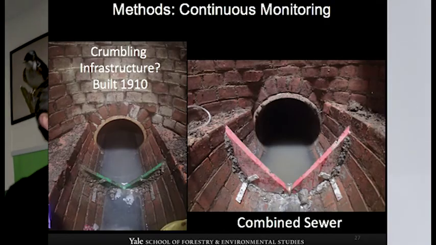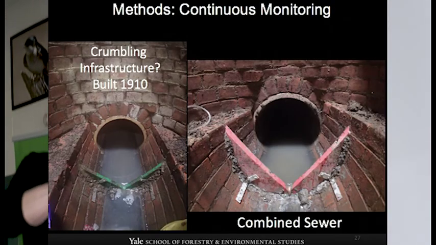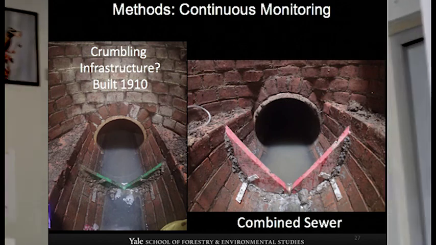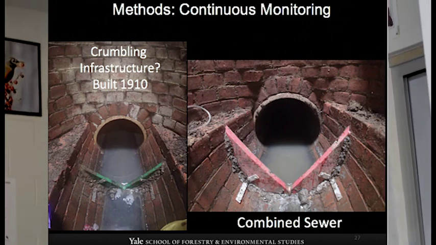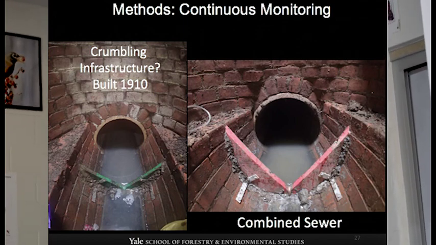And so we have these automated samplers. These used to be the automated samplers. Now we have electronic ones. And you go down there and we install these V-notch weirs, and then you can just measure water depth, and the water depth translates directly to a flow, and that's what you want to know, how much water is coming through.